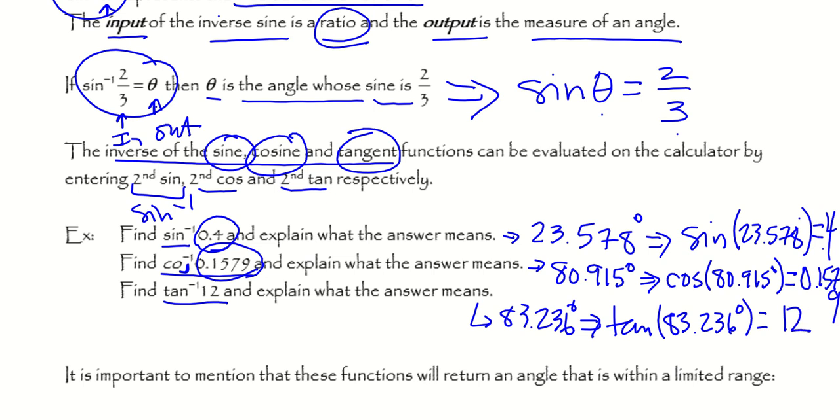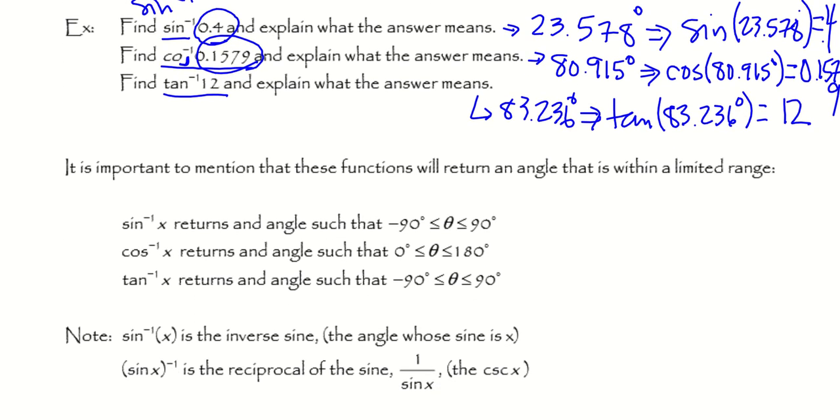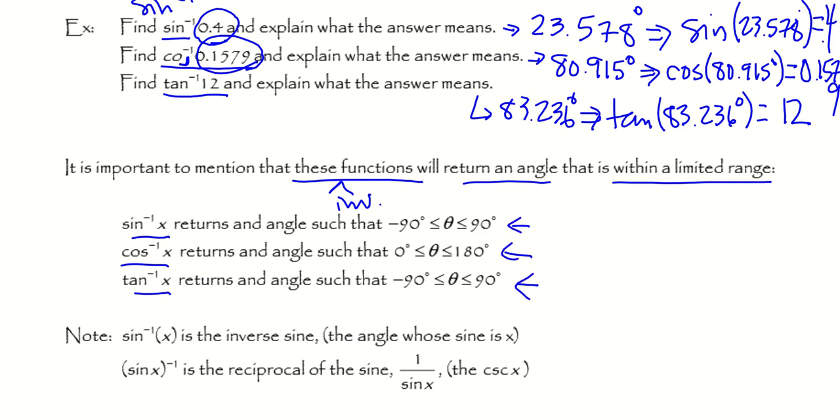Now it's important to mention a few things. One of those is that when you use inverse sine, inverse tangent, inverse cosine, these inverse functions will return an angle that is always within a limited range. The inverse sine will always give you an angle that's between -90 and 90, as will the inverse tangent. The inverse cosine will always give you an angle between 0 and 180. We'll talk more about that later in our study of trig in a later unit.